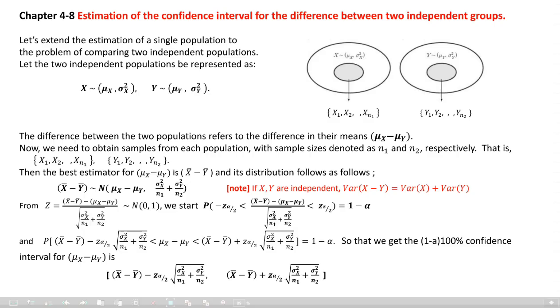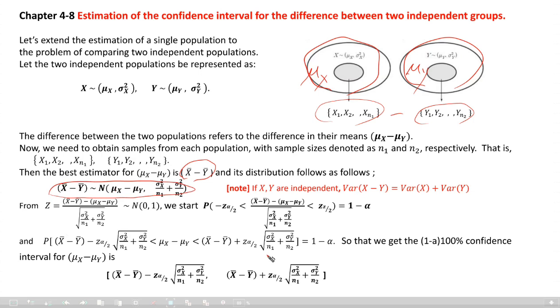All right, we have two independent populations, and each has mean mu x, mu y. Then we'd like to know the difference in their means, mu x minus mu y. The best estimator is the sample mean from population 1 minus the sample mean of population 2. So the best estimator is x bar minus y bar, and we have to know its distribution. That distribution follows like this.